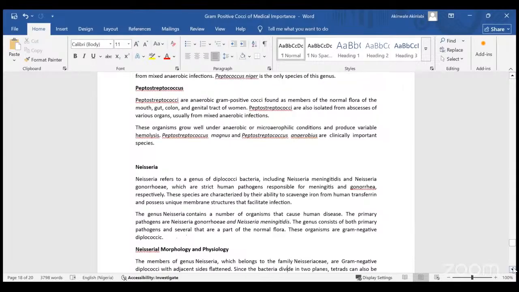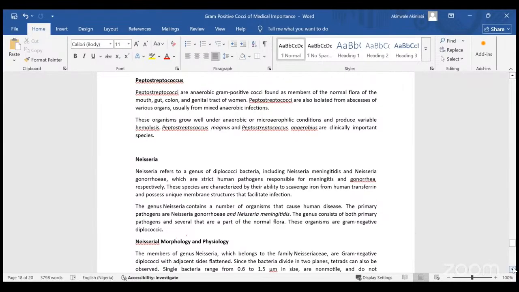Then we'll go to Neisseria. Neisseria is not gram-positive cocci, it's gram-negative cocci. Do you get what I'm trying to say? I just put them all together because they are cocci. The one that we have treated is gram-positive cocci. This one is gram-negative cocci and gram-negative diplococci.